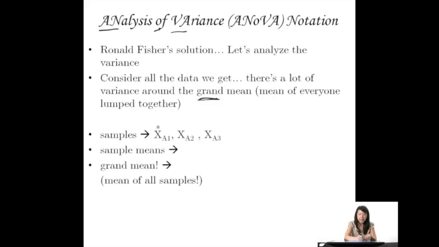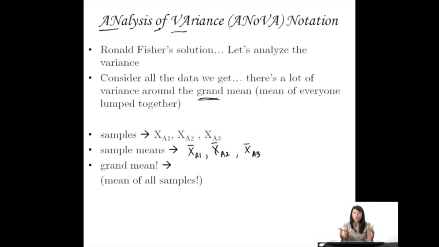And so for instance, here's our sample from A1, our sample from A2, our sample from A3. And when you have sample means, here's what the notation looks like. This should be pretty familiar. X bar sub A1, right? X bar sub A2, X bar sub A3. Now, when we have a grand mean, we don't have 3 of them. We just have 1, because remember, they're all lumped together, right?